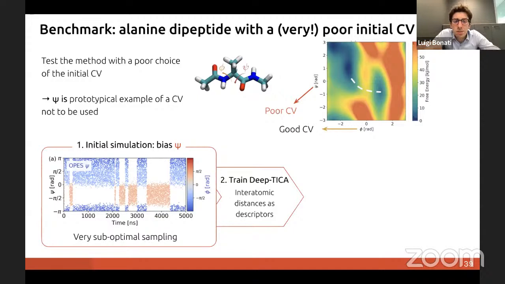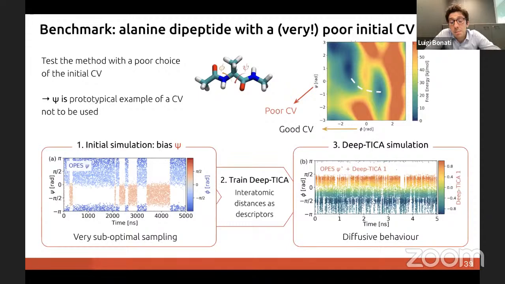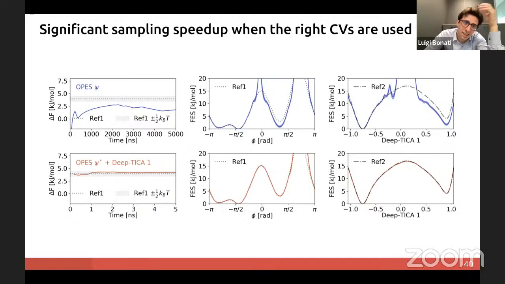Still, when we train a network taking as inputs only the interatomic distances, we are able to find a CV which results in much improved sampling. Here you see the time evolution of the phi angle, and we see that we are able to observe tens of transitions in a very small amount of time. I reported the free energy difference between the two states as a function of time in the top panel for the initial simulation and in the bottom panel for the Diptyka one. And as you can see, we obtained a huge sampling speed up. Here we were converged after 5 microseconds, while here we converge in as little as 1 nanosecond.